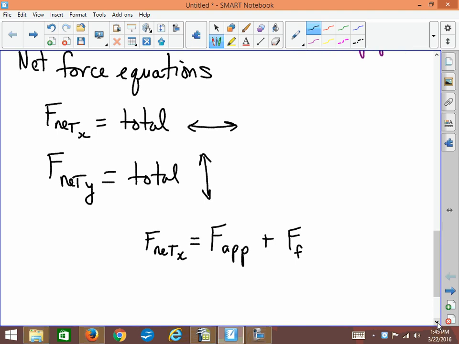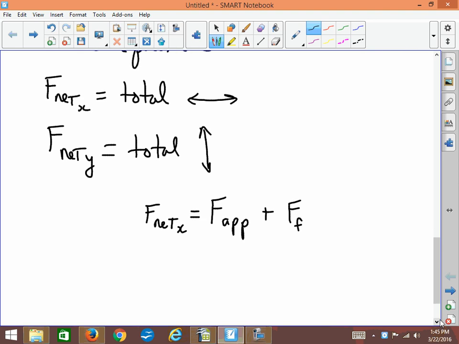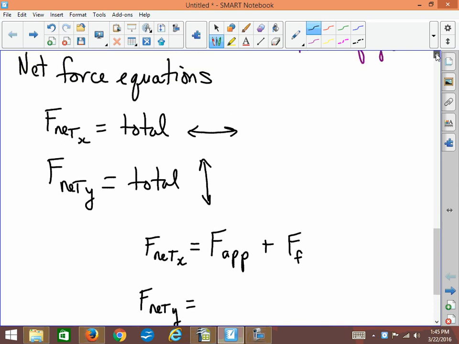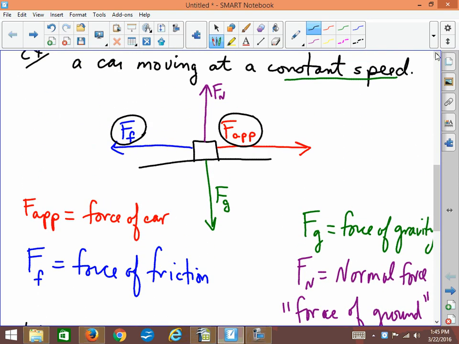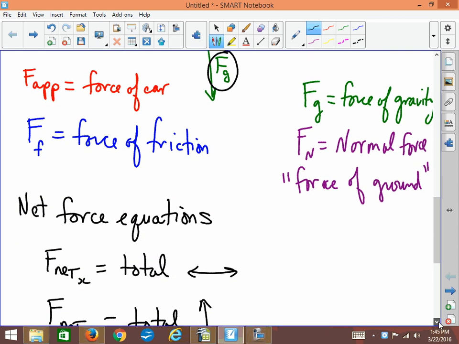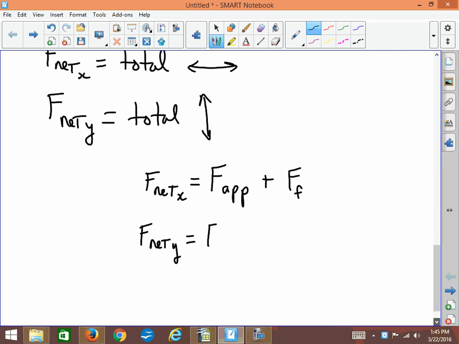Then you have F net y, which would be all the uppy-downy forces. So F net y. And if you look at the picture again, you look at which forces are up and down, and we go up here. There are 2 of them in this case. There's the normal force, which is the ground pushing up, and there's the gravity force pushing down. So they go together. And that's as simple as it gets. That's pretty much it. Fg, the gravity force, and the normal force.